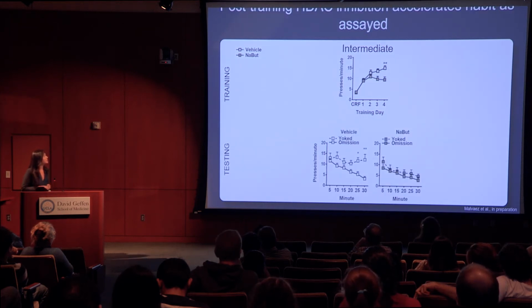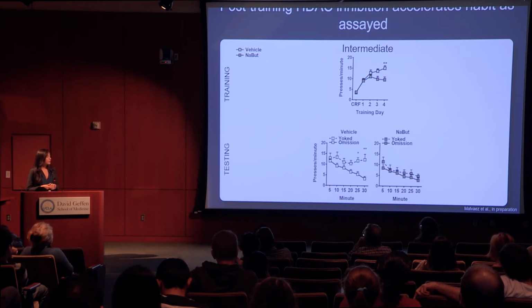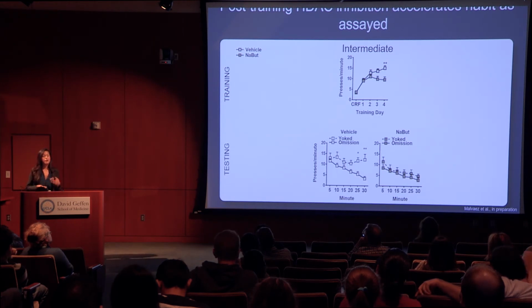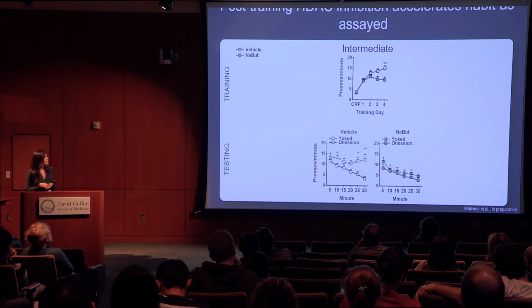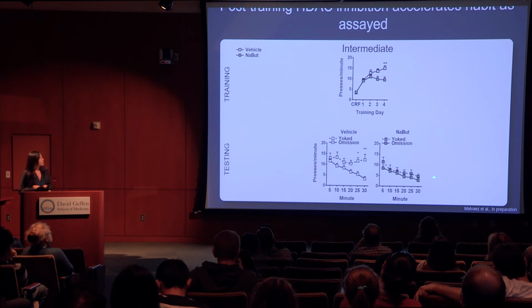This is cut off at the top, but we went on and tested whether HDAC inhibition will accelerate habits by using a slightly different assay. Instead of devaluing the outcome, we sever the association between the action and the outcome. And we see a very similar effect in which the animals treated with sodium butyrate do not show a difference whether the animals are a yoked control or whether the contingency between the action and the outcome has been reversed.